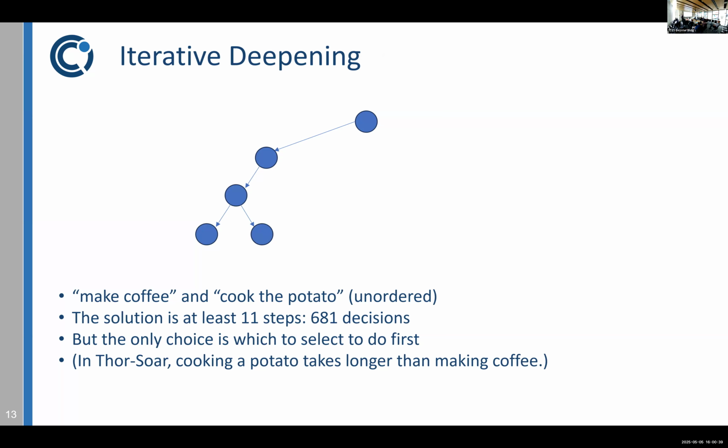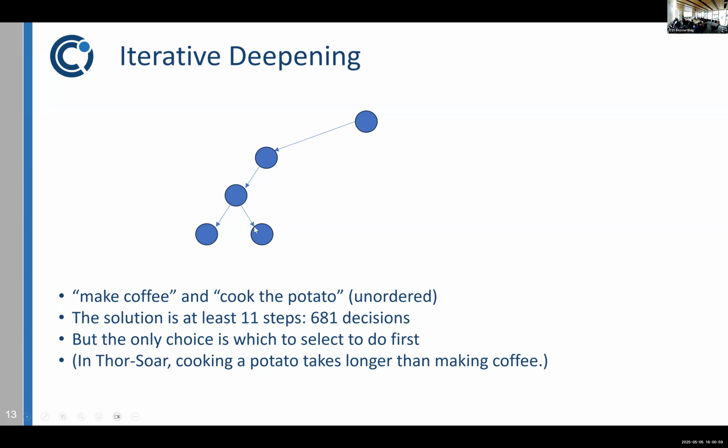Okay. So for make coffee, say we want to do two things. We want to make coffee and we want to cook the potato. And we're not saying which one you do first. Turns out cooking the potato takes longer than making the coffee, and we want to minimize time. So we should go start cooking the potato and then go make the coffee. It turns out the solution is at least 11 steps of actions.